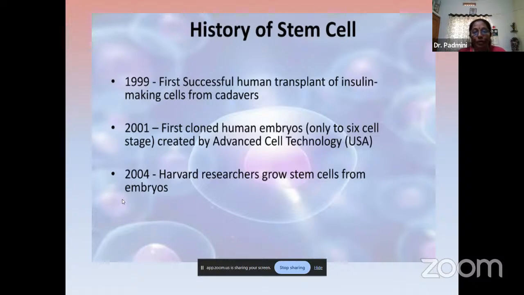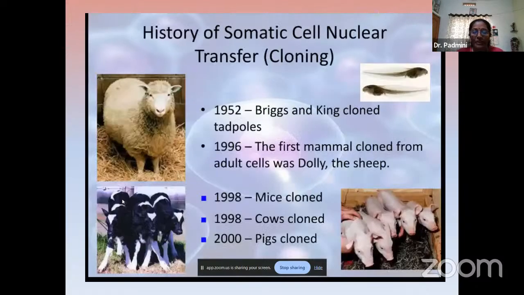Then in 1999, the first successful human transplant of insulin-making cells from cadavers, that is dead bodies, was done. They were able to take out the cells and transplant them for insulin making, definitely for diabetes. In 2001, the first cloned human embryo, only up to the 6-cell stage, was created by Advanced Cell Technology. And in 2004, Harvard researchers grew stem cells from embryos. So slowly, day by day, technology has advanced. This is the history of somatic cell nuclear transfer. If you remember, we are going to talk about cloning. Cloning is not a fertilization between egg and sperm, but you grow a cell from the cell itself, that is from the egg.